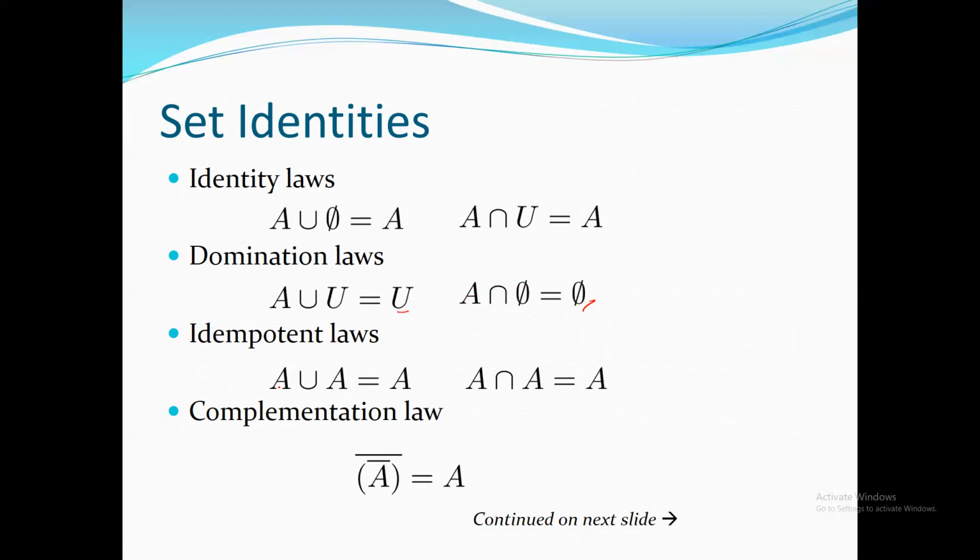Idempotent law. Idempotent law is if you take a union of A with itself, you will always get A as a result, obviously. And similarly, if you take the intersection of a set with itself, you will get the same set as a result. Complementation law: if you take the double complement, A bar bar, the whole bar, these bars will cancel out and only A remains, right?